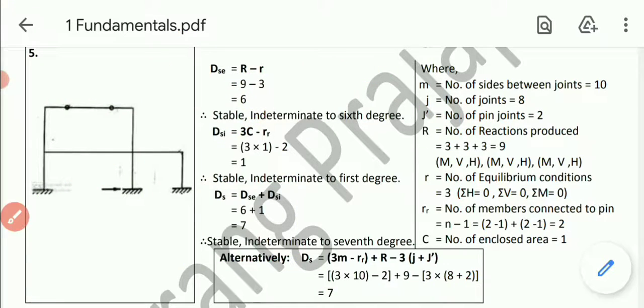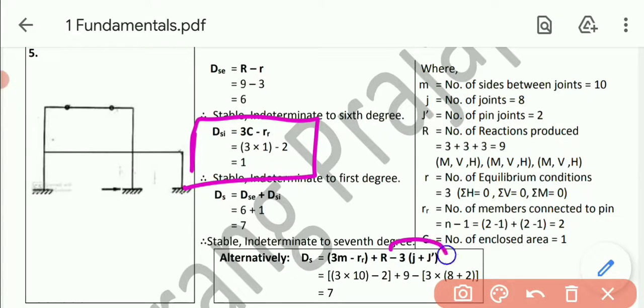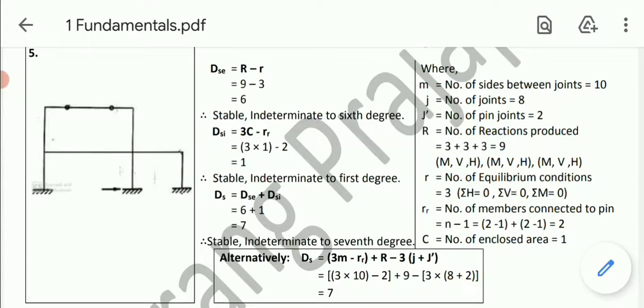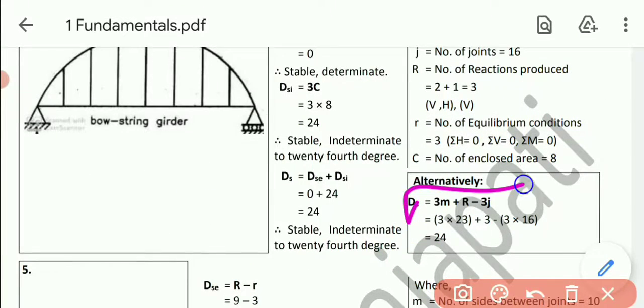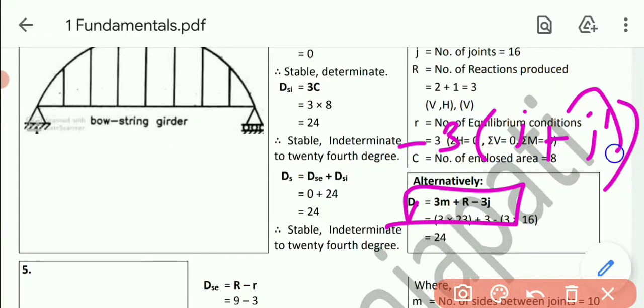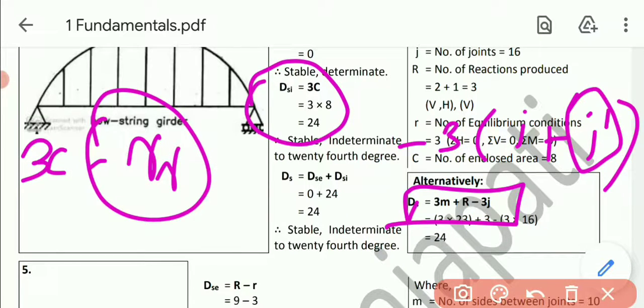Okay, and there is a variation in this example, as I discussed, the number of pin joints is there. So whenever pin joints are there, this formula will change: 3c minus RR, and over here this term will be added, the term of j dash. Otherwise we were using the formula 3m plus r minus 3 times j, but in this one we have 3 times j plus j dash, so this term is included, while in this formula 3c is as it is, and RR is subtracted from this one.